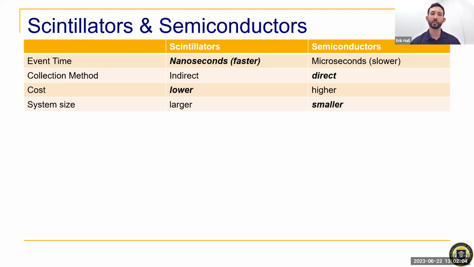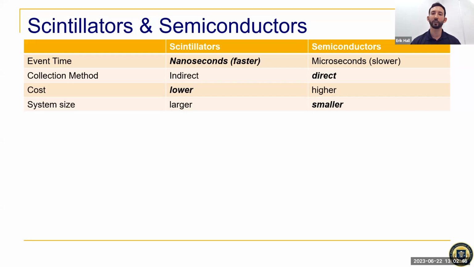The next criterion is collection method. Scintillators have what's described as an indirect mechanism. The gamma ray comes into the scintillator, which scintillates photons. Those photons are collected by a photocathode or a SiPM, converted to electrons, and those electrons are multiplied down the PMT and then measured. Whereas with semiconductors, the gamma ray comes into the semiconductor, interacts, creates the electron cloud, and then the movement of that electron cloud is measured. Because it's direct, it introduces fewer methods for loss of signal.